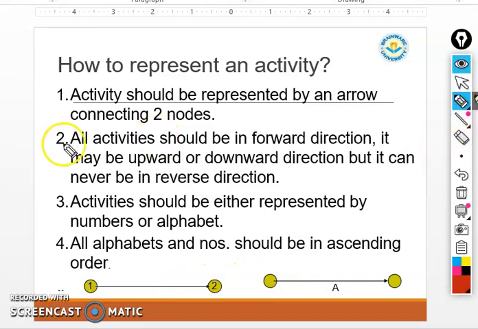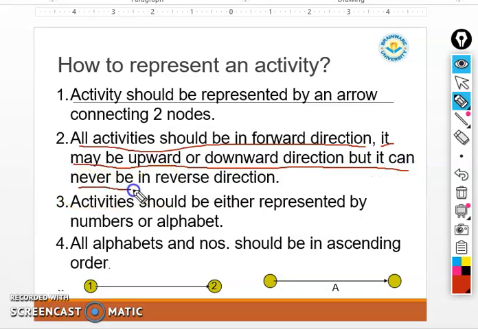Second, all the activities should be in the forward direction, not the backward direction. It may be upward or downward, but it can never be the reverse direction. Remember this: activity should be represented either by a number or by an alphabet. Here we represent activity 1, activity 2, and here we represent the activity by only A.